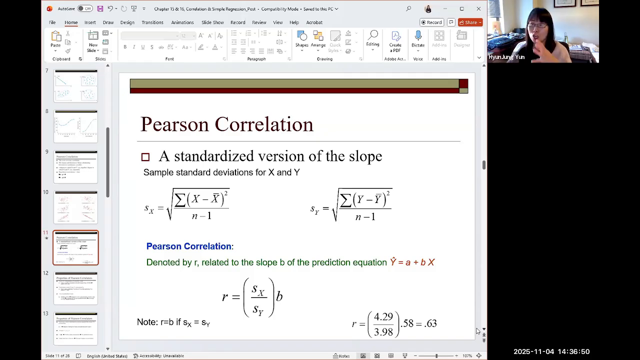That is why we have the range from -1 to +1, with 0 being the least correlated, and +1 and -1 being the most correlated, maximum correlated. Okay, so that is the Pearson correlation test.